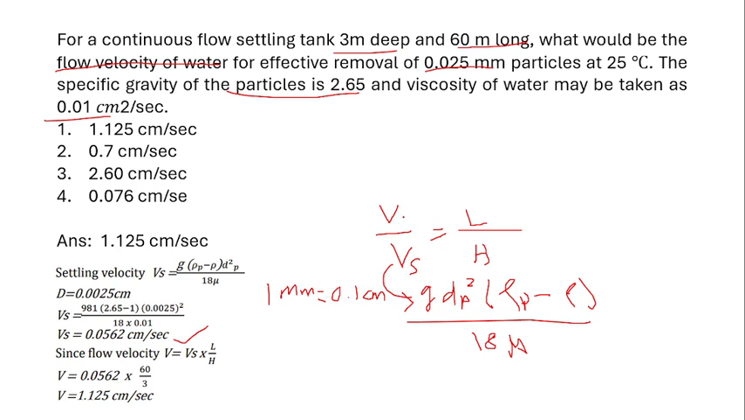Since the Vs is known and L and H are given in the question, we can easily derive the value of V, which is flow velocity. Here the L is given as 60 meter and the H is given as 3 meter depth. Now substitute the value 0.0562 into 60 divided by 3, which is nothing but V is equal to 1.125 centimeter per second. So this velocity is called the flow velocity of the water.